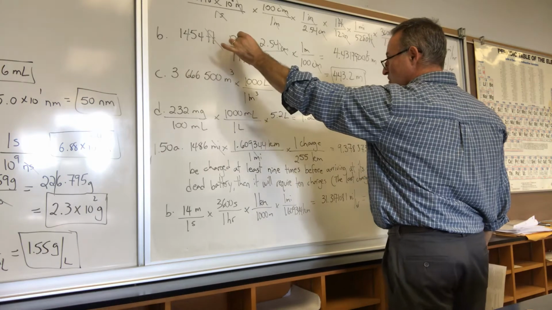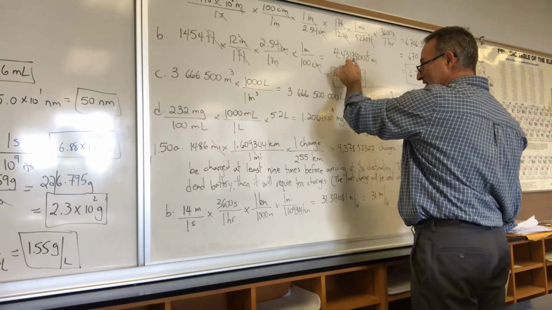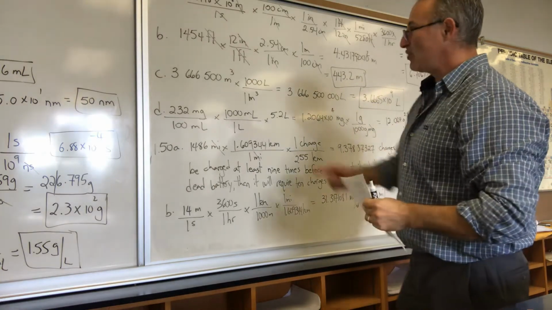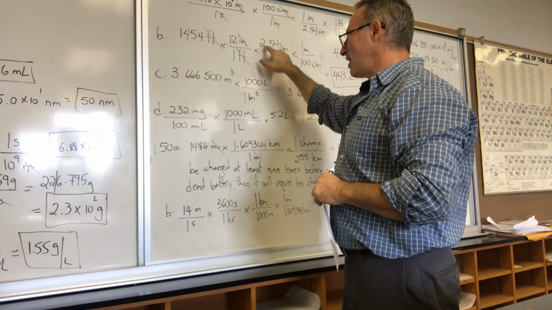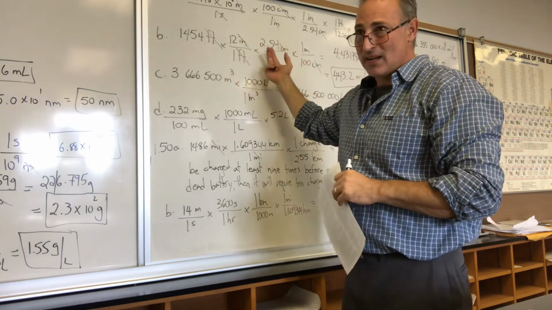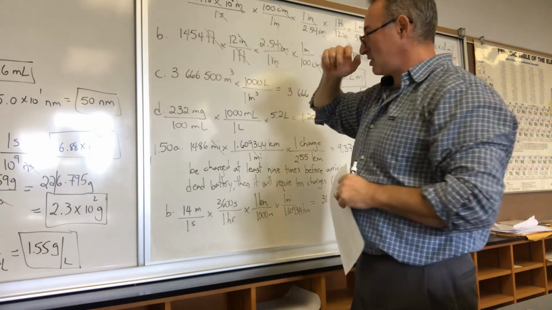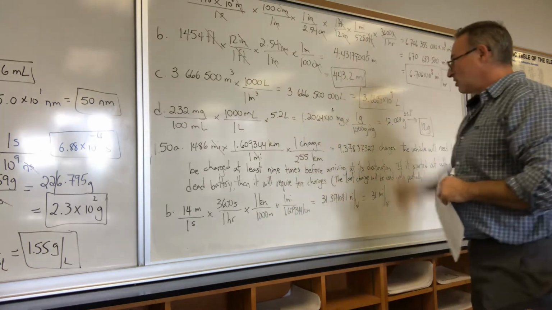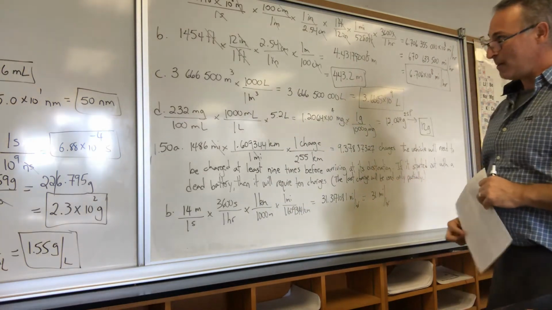1,454 times 12 times 2.54 divided by 100 gives you that. Now, when you enter it in your calculator, you could say 1,454 times 12 divided by 1 times 2.54 divided by 1. But like I've told you before, don't bother dividing or multiplying by 1 because you get the same number. So just enter the parts that are actually going to affect it, and you'll get the correct answer. And then when you report it to 4 significant figures, you get 443.2 meters.